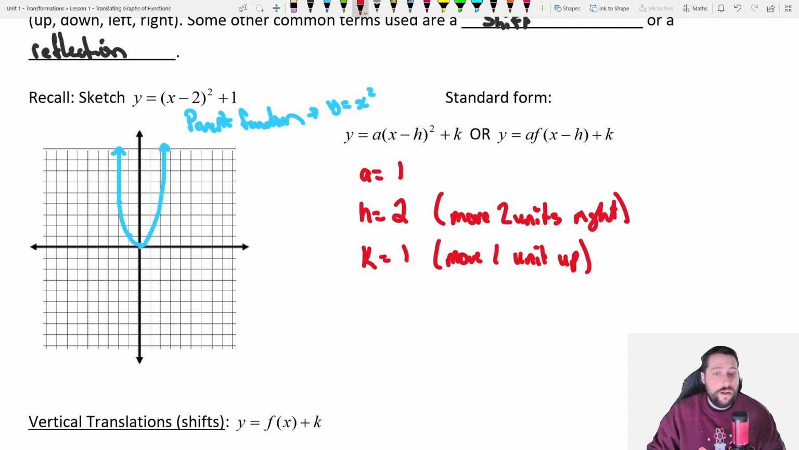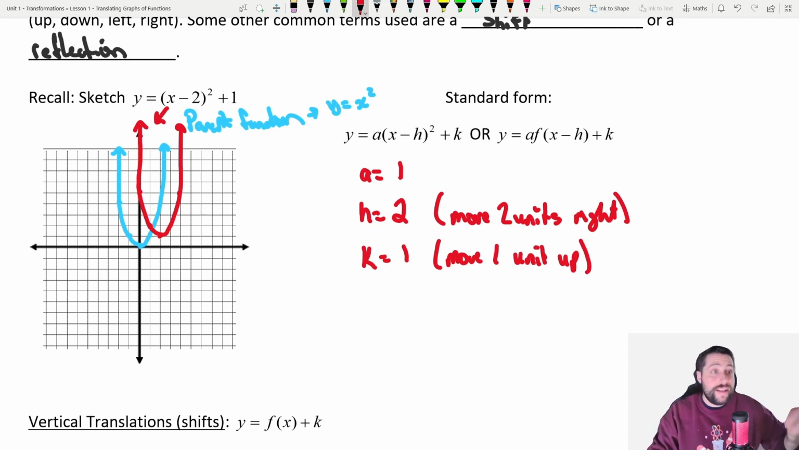So this parent function now, we're going to move it 2 units to the right and 1 unit up. It's going to look the exact same. There's no stretches being done to it. We're just going to shift it 2 to the right and 1 up. So all these points that we have, 2 to the right and 1 up. So this is going to be my new vertex, and then your other points will be here as well. It's going to look something like this, and this is your new function: y is equal to (x minus 2) to the power of 2, plus 1.